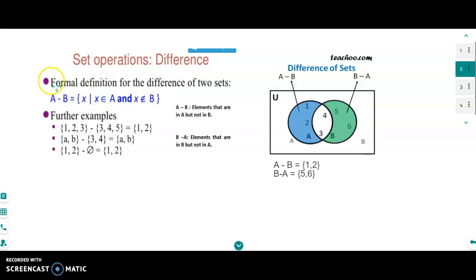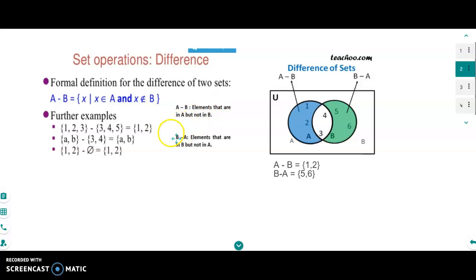Alright? When we are going to find the difference A minus B, we are going to find the elements X that belong to the set A and X doesn't belong to set B. What does it mean? When we find the difference A minus B, we are going to find only the elements from A but not from B, alright? So here we can see it much better. A minus B, elements that are in A but not in B.